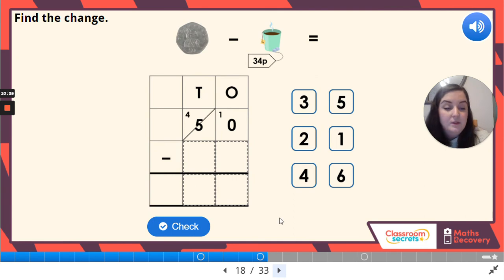Okay, pause the video then, and I want you to have a go at this challenge. You have got a 50p coin that you're going to pay with to buy your cup of tea, which costs 34p. So there's some numbers on the side here to help you. They've started off the column addition. They've even borrowed the 10s already for you. Which numbers are going to go where? Pause the video and have a go yourself, and then we'll come back to it and look together.